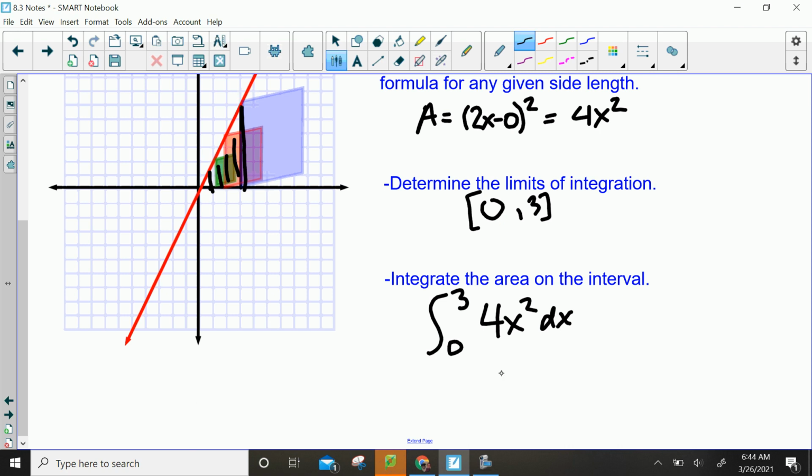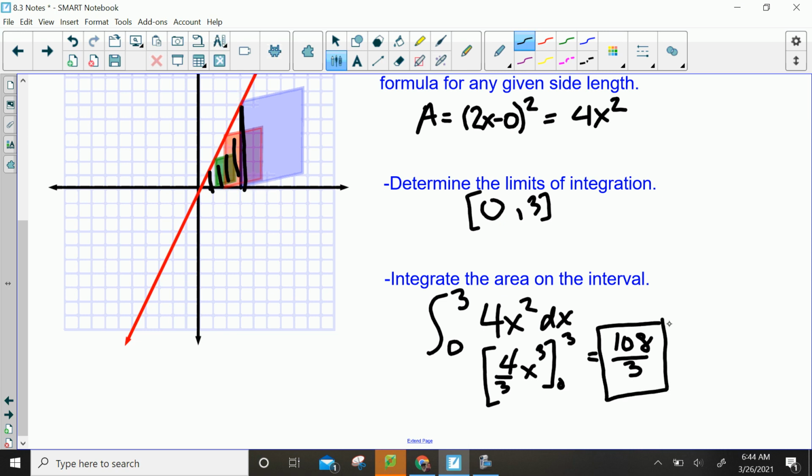So we are just anti-differentiating this, and plugging our stuff in. So we got 27 times 4, minus 0. There we go. There's our cross-sectional area.